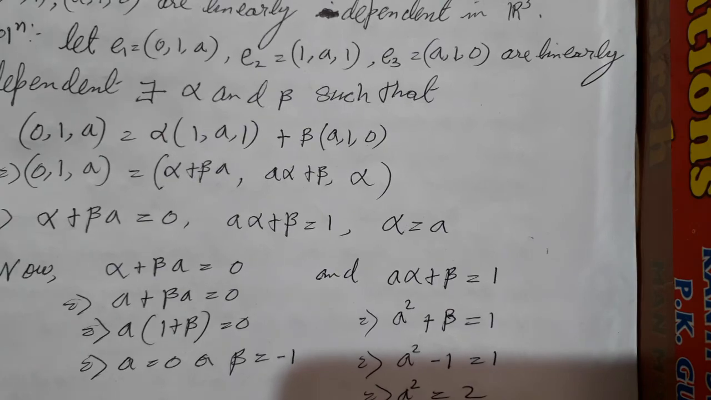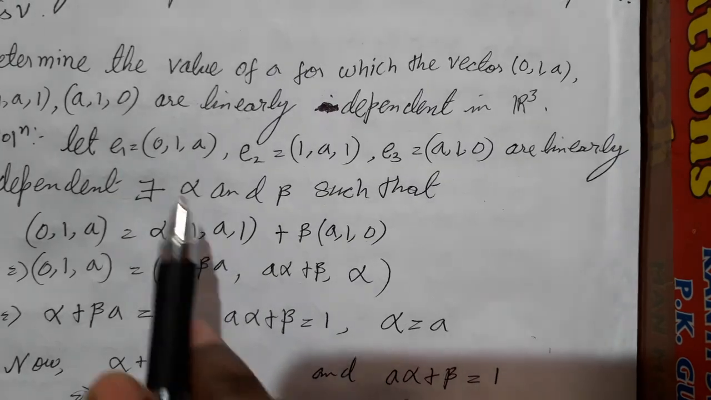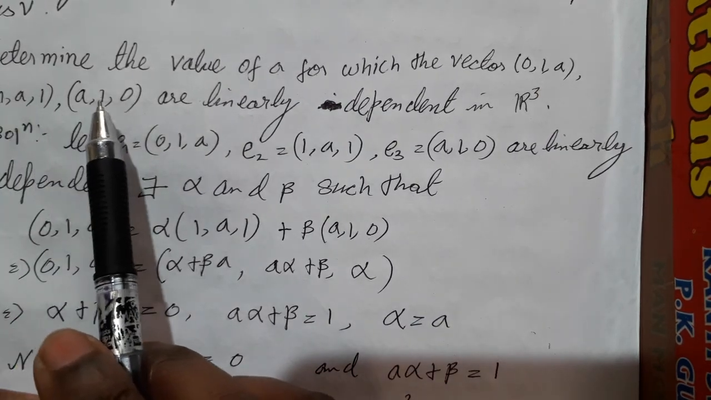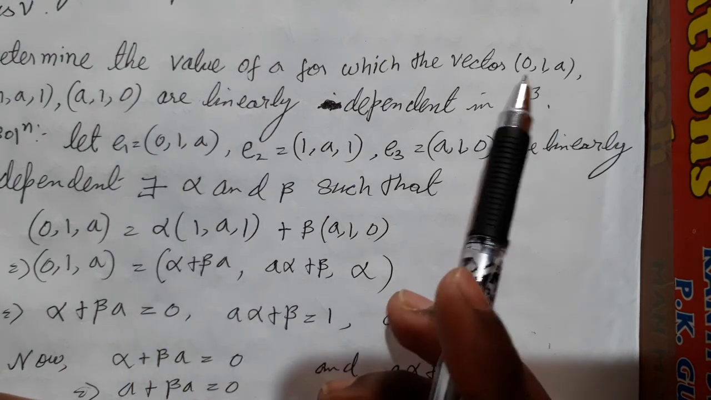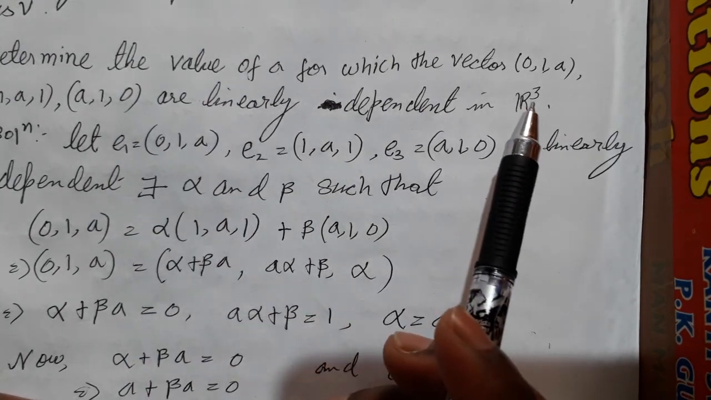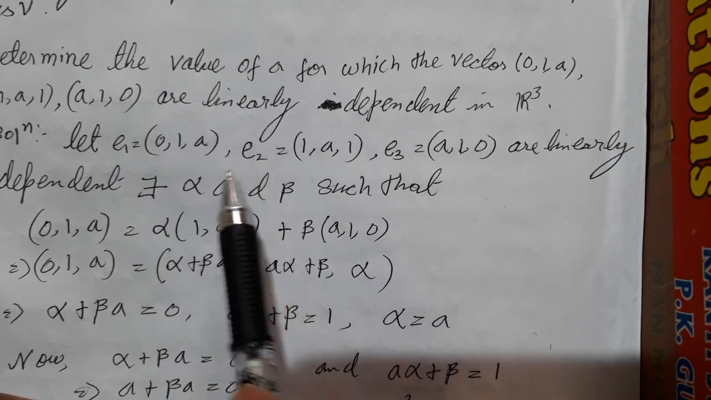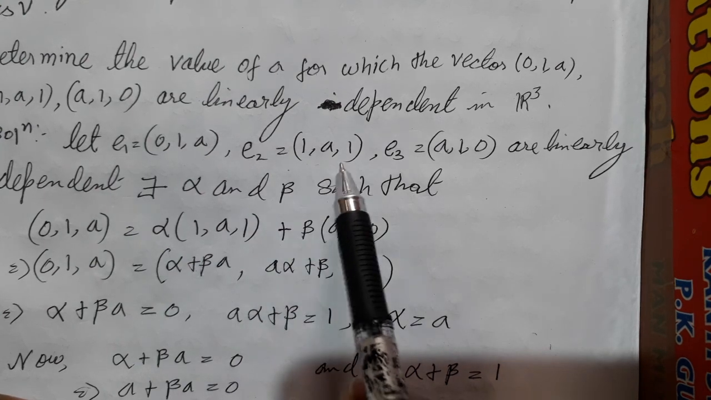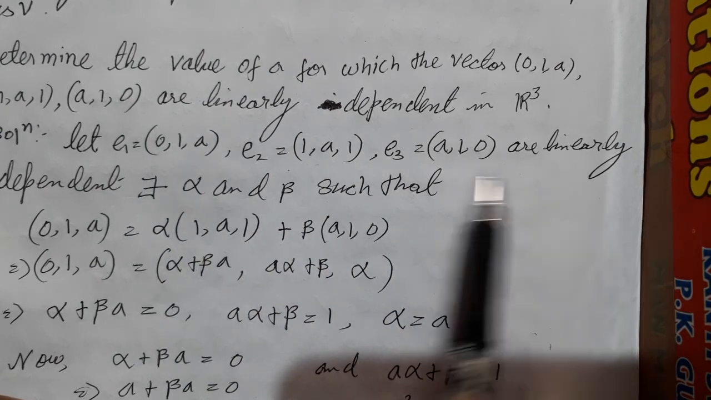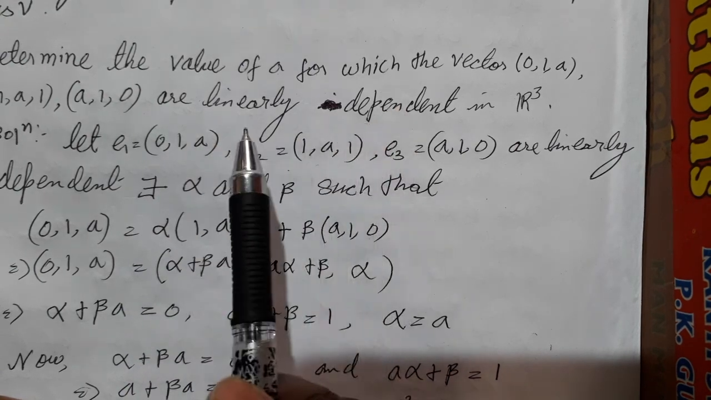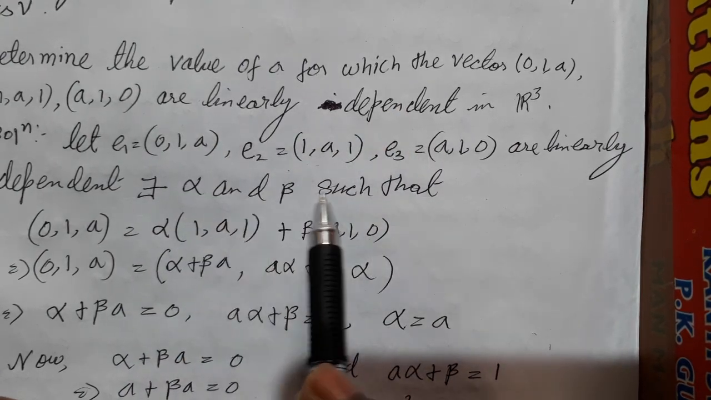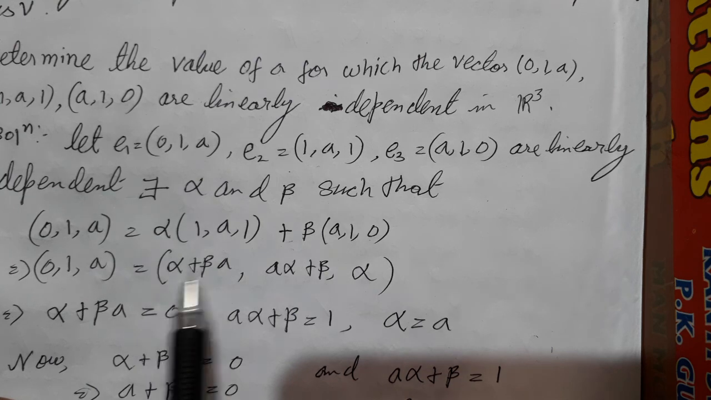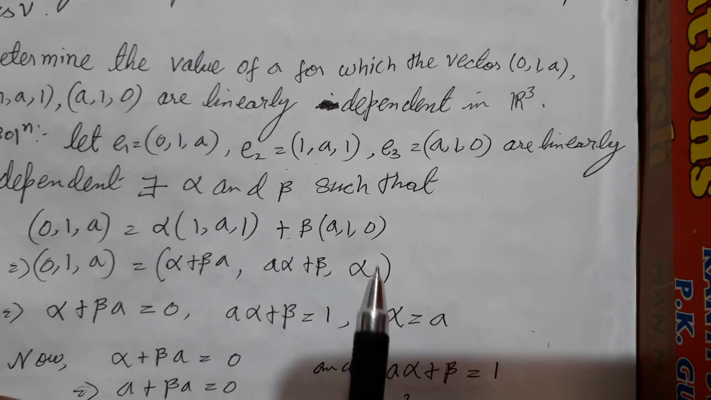We are going to do one more question related to linear dependence. Determine the value of A for which the vectors (1, A, 1), (A, 1, 0), and (0, 1, A) are linearly dependent in R3. So here we let E1 be (0, 1, A), E2 be (1, A, 1), and E3 be the other. They are linearly dependent, so one can be written as a linear combination of the other two. I take two scalars alpha and beta and take this linear combination, where the first component equals the first, the second equals the second, and the third equals the third.